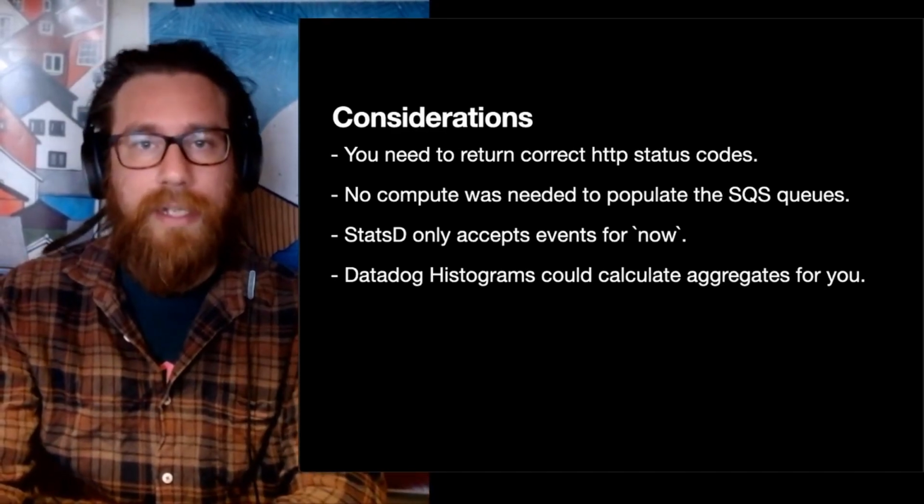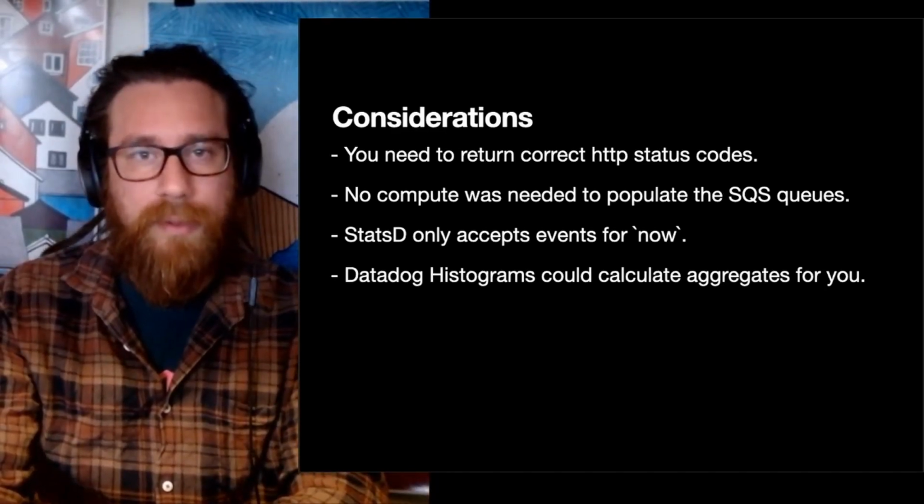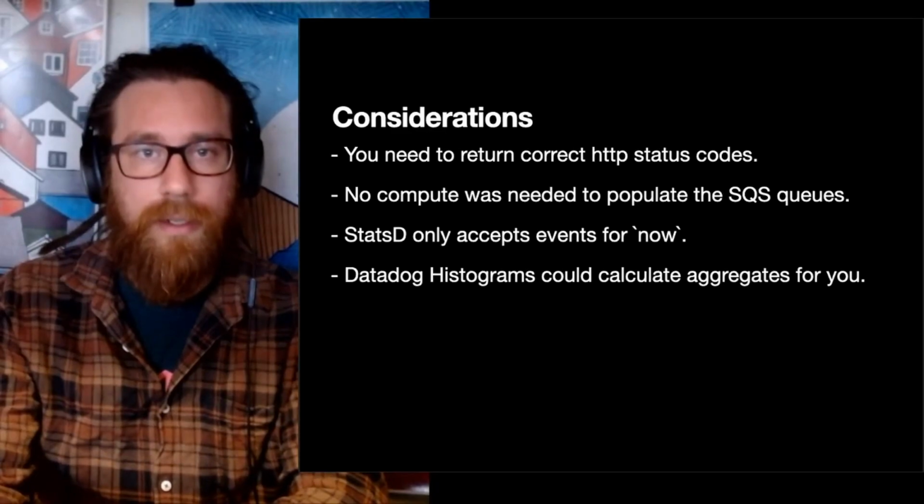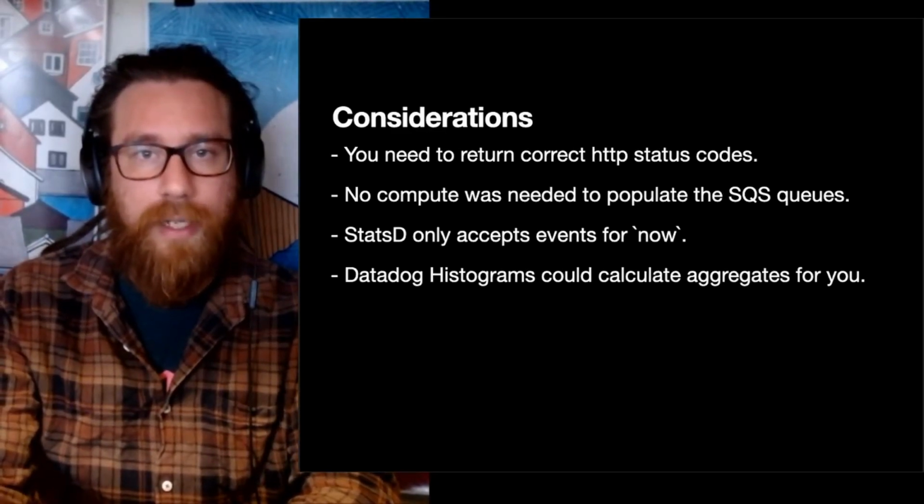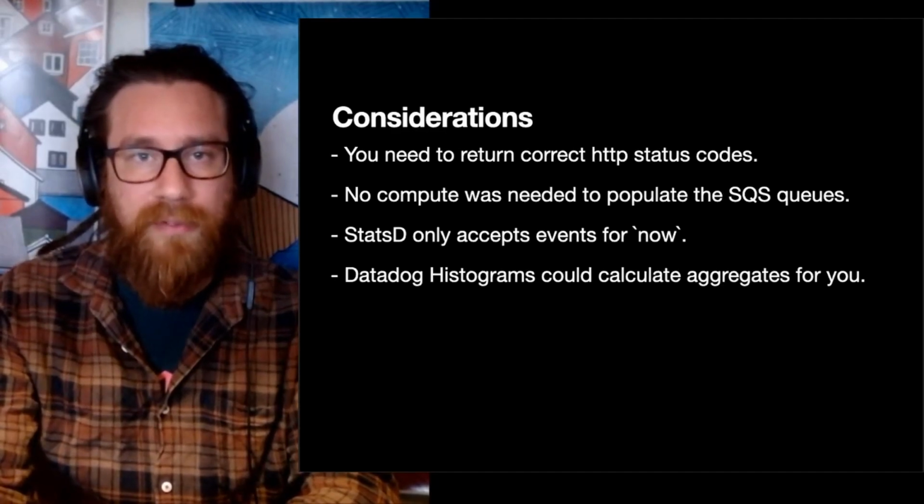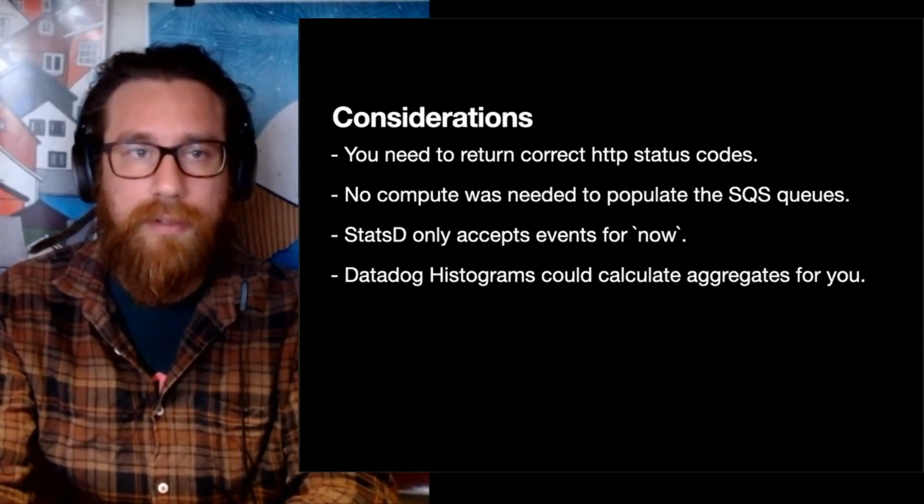StatsD is a really easy way to publish metrics, except it's not appropriate for this because we're processing historic data, and we need to apply a timestamp to that. StatsD has no provision for setting a timestamp, so it can't work. We use the Datadog API instead.